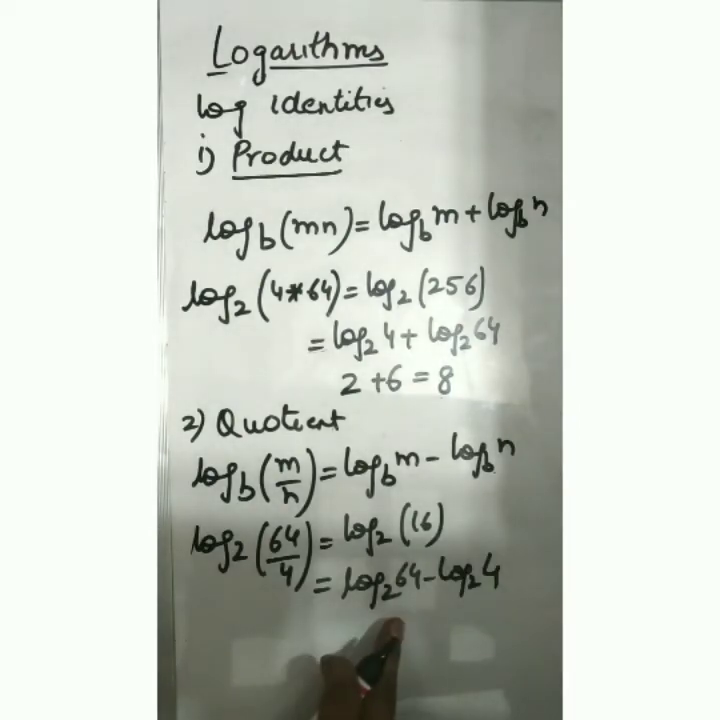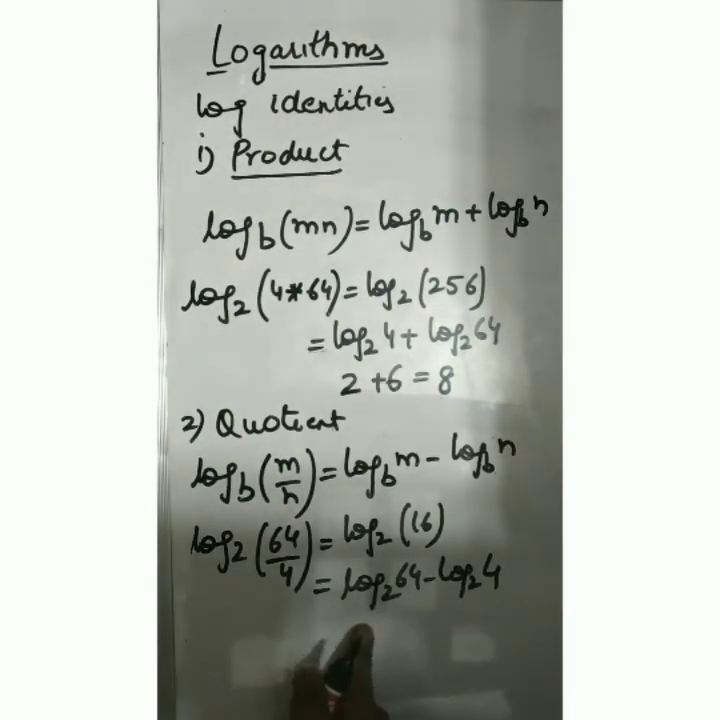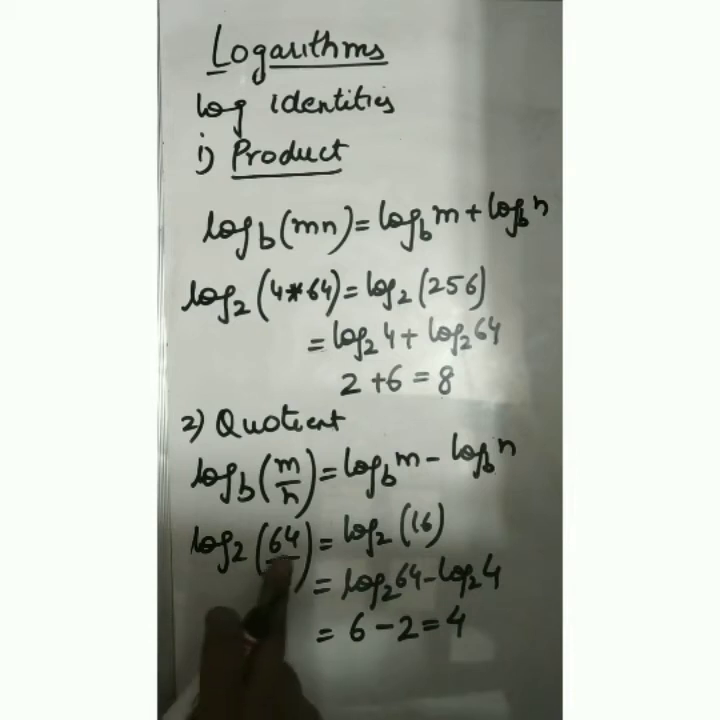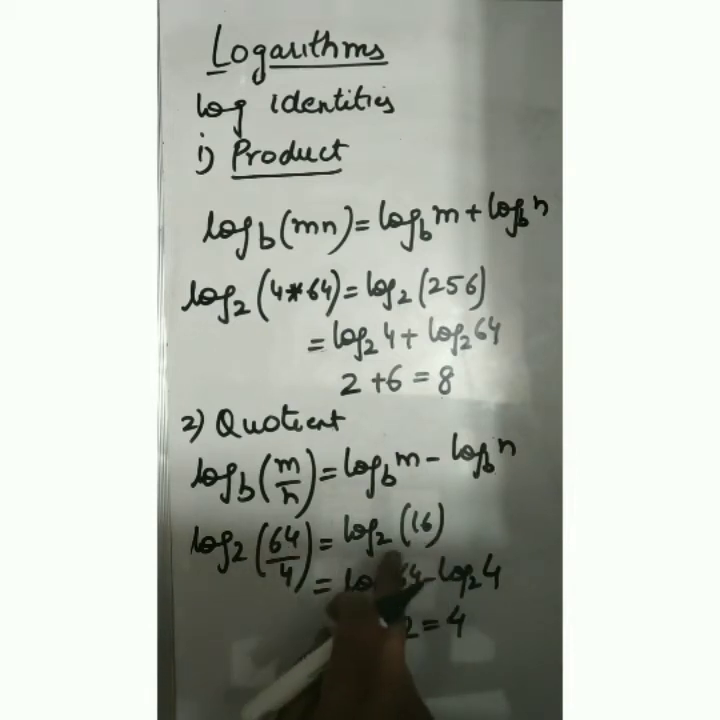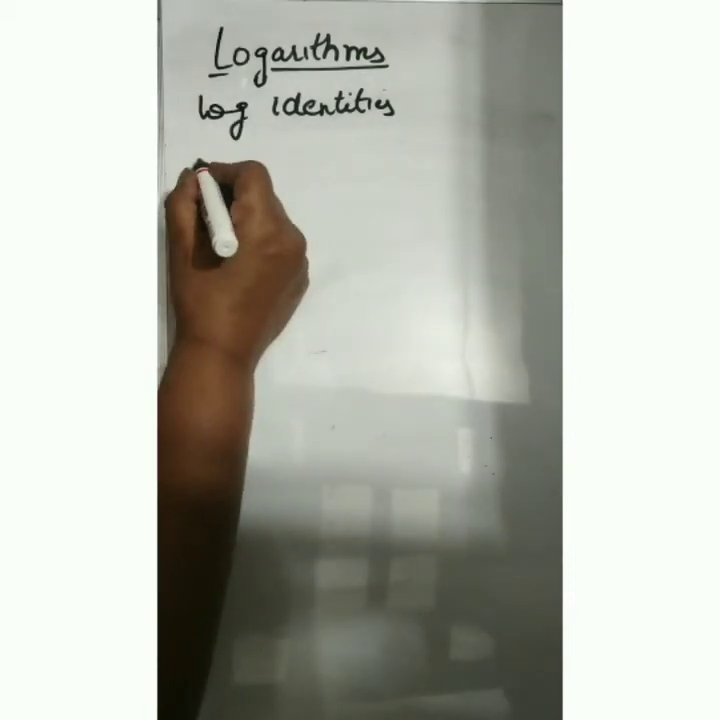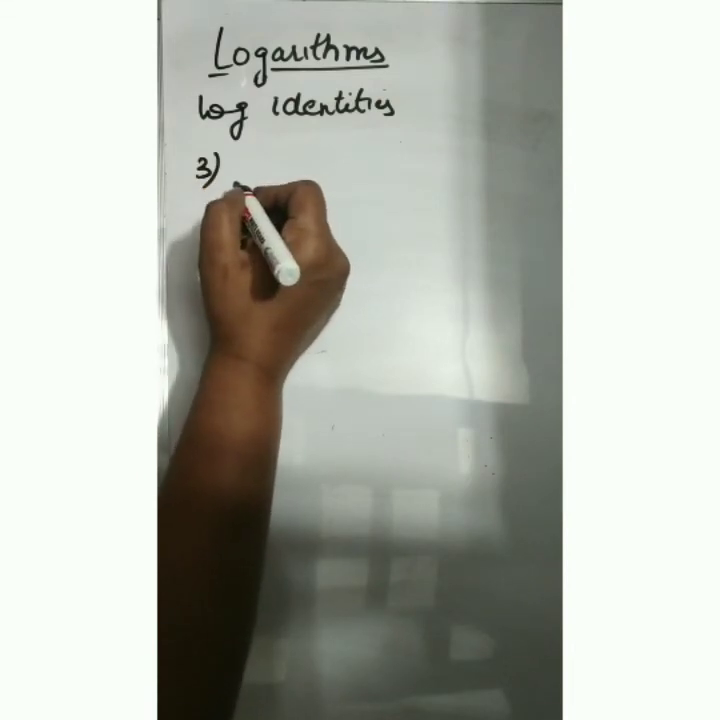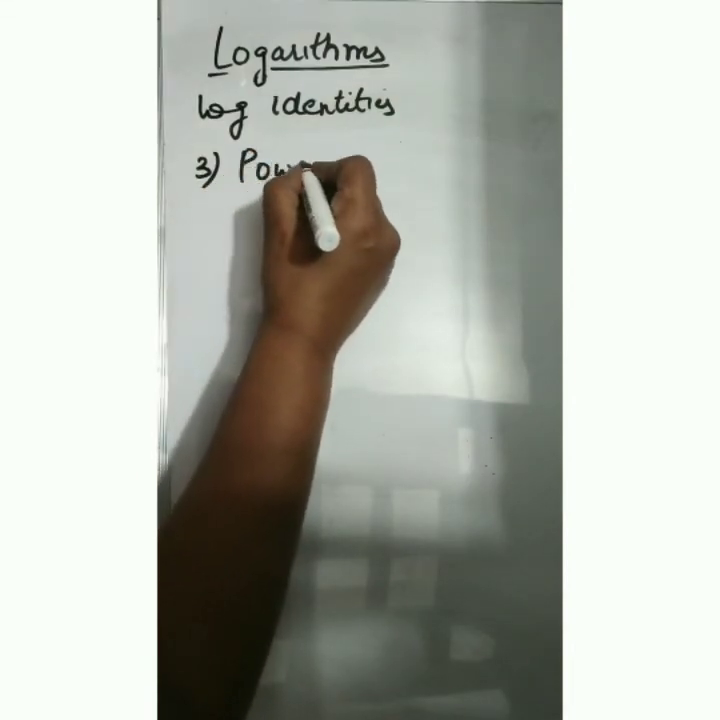Log of 64 to the base 2 we have already solved. We know that it is equal to 6, and log of 4 with the base 2 is 2. So we have got the result as 4. So log of 64 upon 4, that is log of 16 to the base 2, is 4, which is correct. We know that the base 2 has to be multiplied 4 times in order to get the result 16.